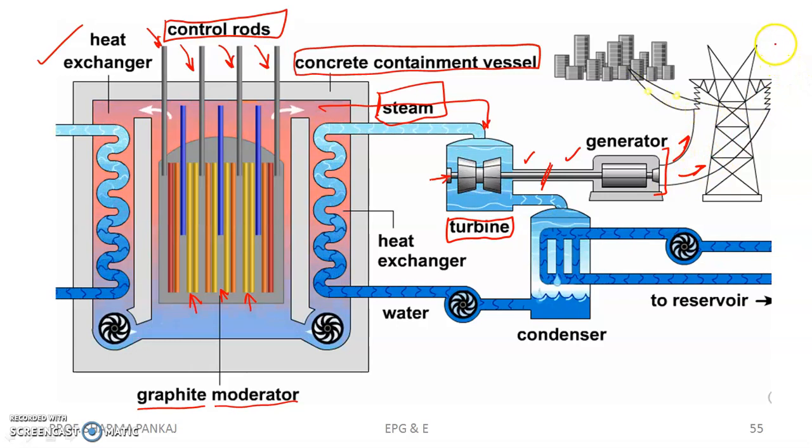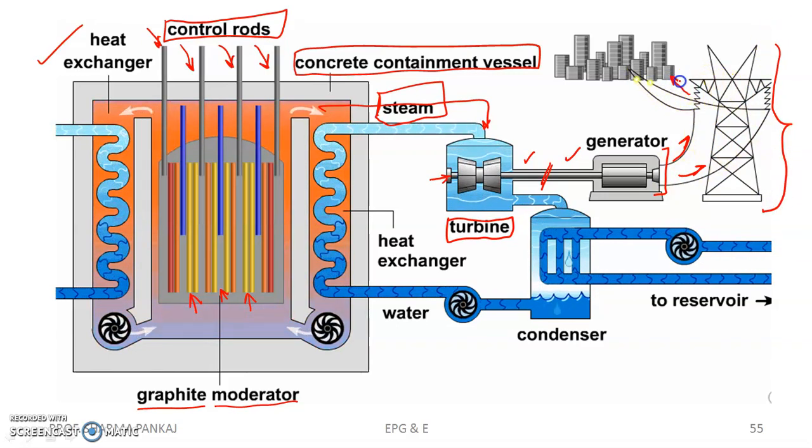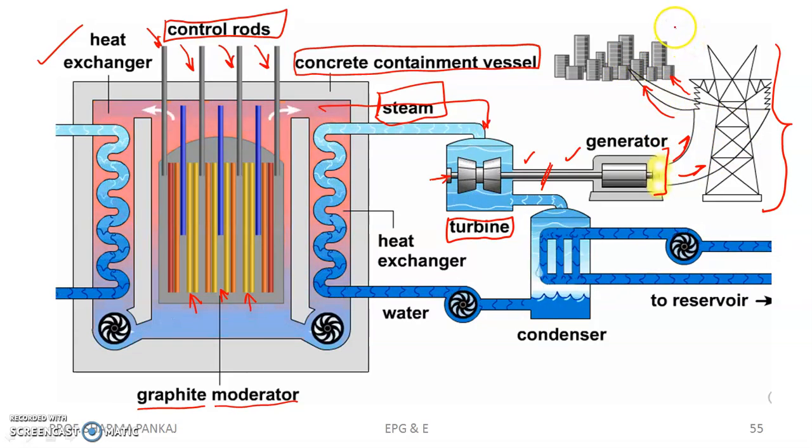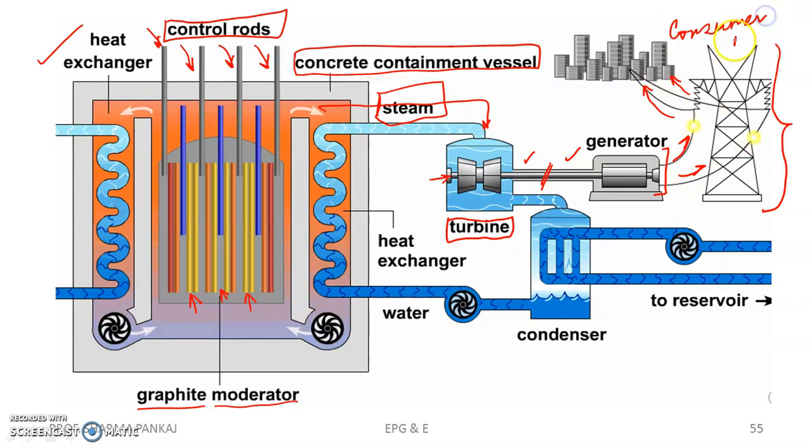This is your transmission tower. This is your transmission wire, and electricity is being transmitted for the use of consumers. This is consumer base.